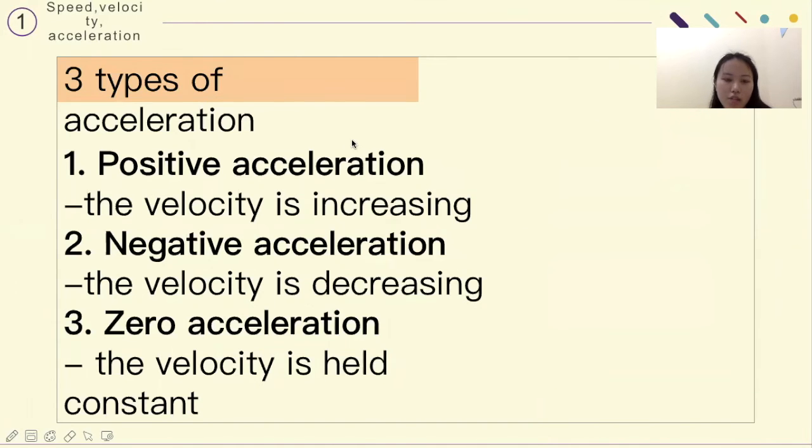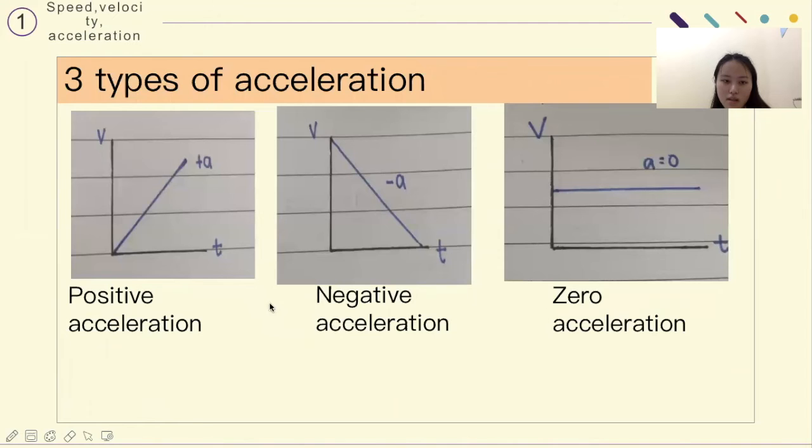Next, there are 3 types of acceleration. First, positive acceleration, which means the velocity is increasing. Second, negative acceleration, which means the velocity is decreasing. And number 3, zero acceleration, which means the velocity is held constant. This is the graph of positive acceleration, this is the graph of negative acceleration, and the graph of zero acceleration.